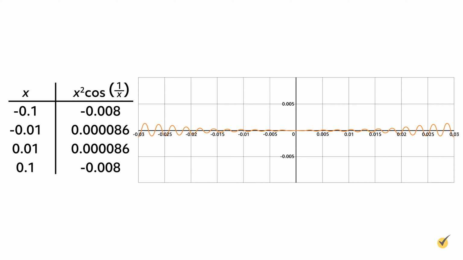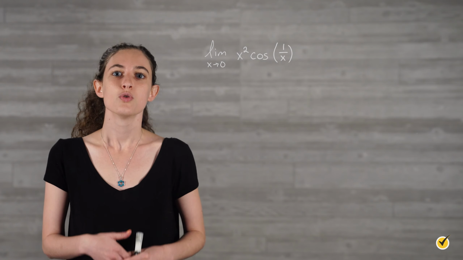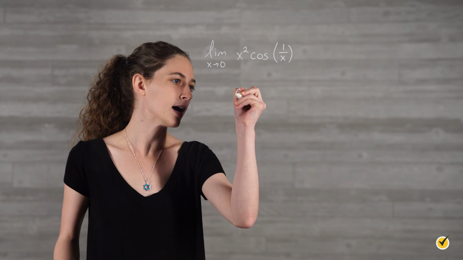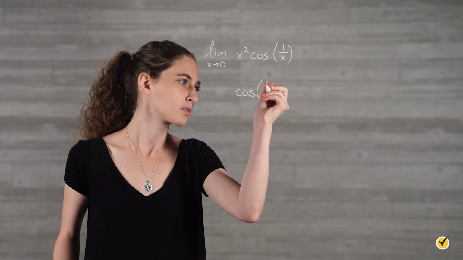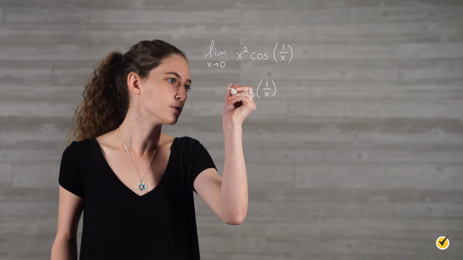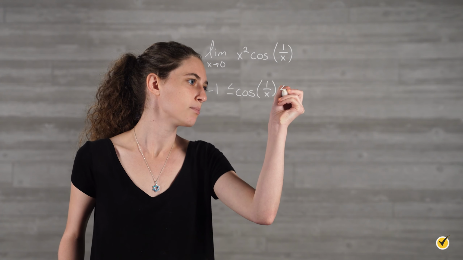Using substitution in algebra is fruitless, so we'll begin with the cosine of 1 over x piece, because that x in the denominator is what's really complicating things. Based on our knowledge of the cosine function, we know that cosine of 1 over x is between negative 1 and positive 1.